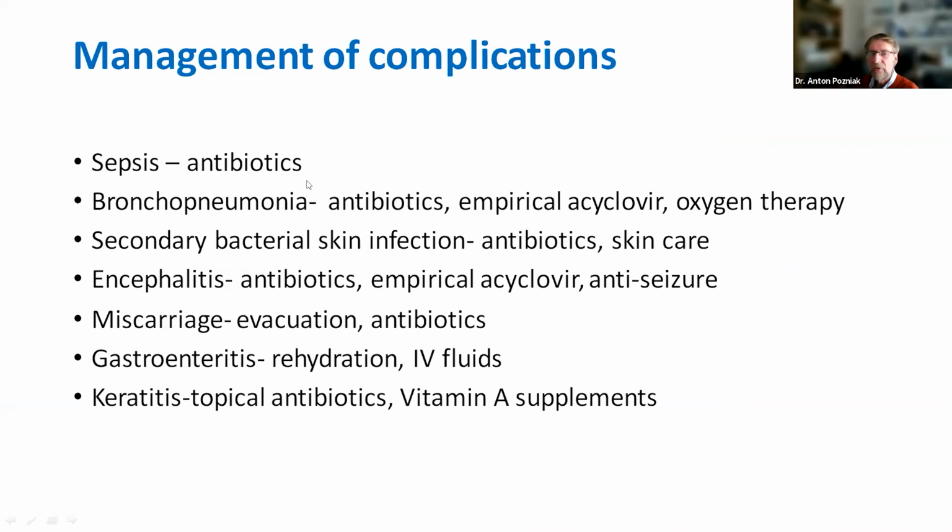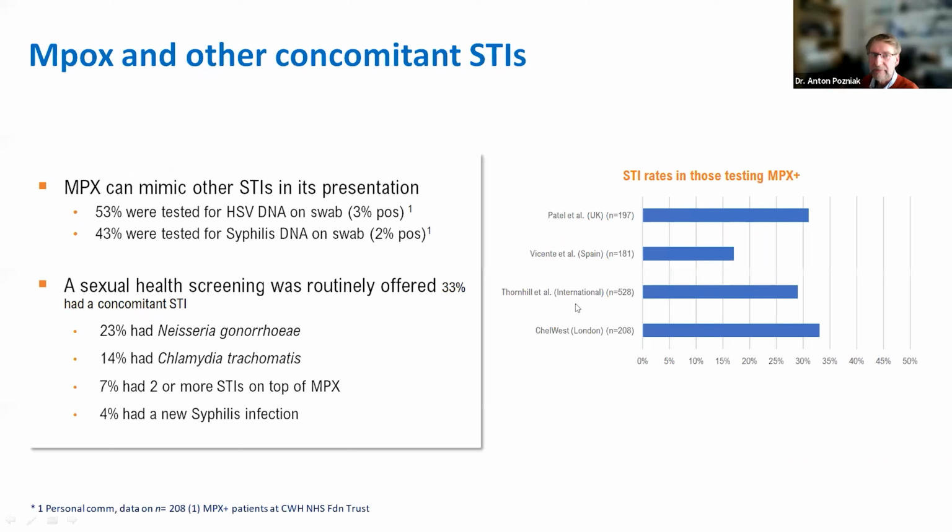So what can you do? Obviously, if it's infected, antibiotics. You can get bronchopneumonia. People have given empirically acyclovir for this, which is strange, but now we have tecovirimat. It's very rare. Secondary bacterial infection is common, so skin care and antibiotics. Encephalitis, people have given acyclovir, but now we have tecovirimat. And women who are pregnant can have miscarriage, gastroenteritis, and also eye infections and keratitis.